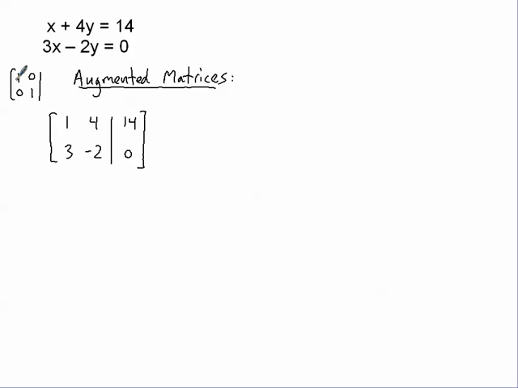Now, we want to go in a specific order. We want to start in the top left and make this a 1, which actually, we lucked out, it already is. Once this is a 1, then we move down to make this a 0. Once this is a 1 and a 0, then we move across to make this a 1, and then finally we move up to make this a 0. That's the pattern that we go for a 2 by 2.